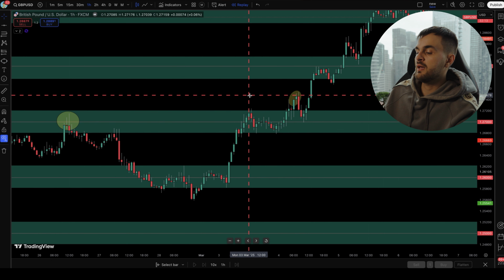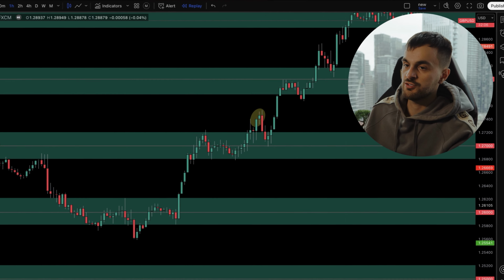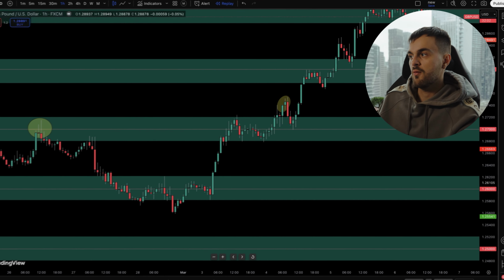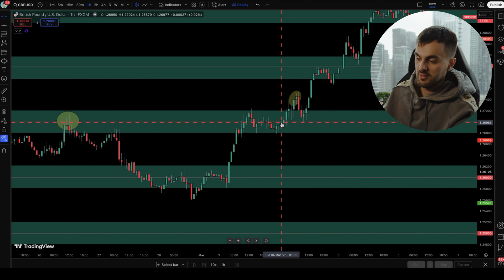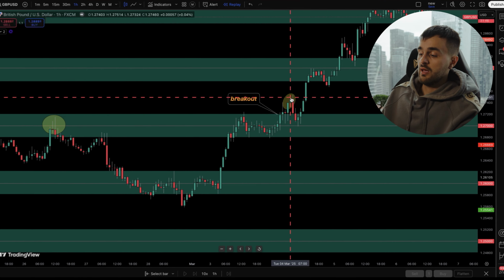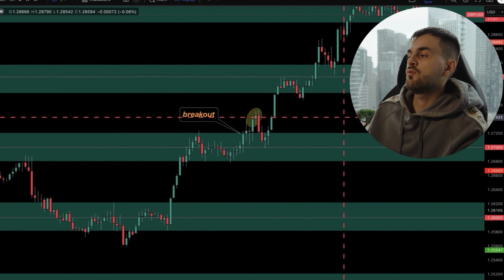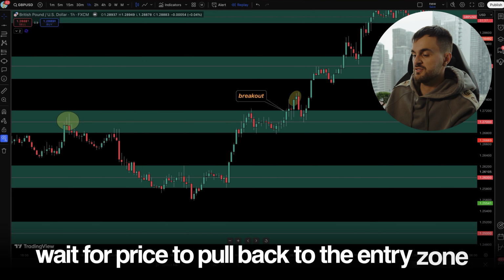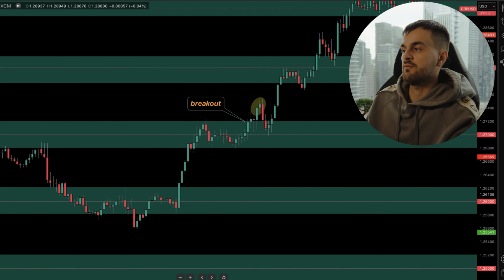Now, we're not buying when the market breaks out. We're waiting for a retest of the breakout level. This is the right way to trade it. If you can identify a resistance or support level, wait for a breakout that has volume. This is where price breaks out, and we can see at one point price is trading higher. At that point is where you want to wait for price to pull back to the entry zone. So we enter on the retest of the breakout level.